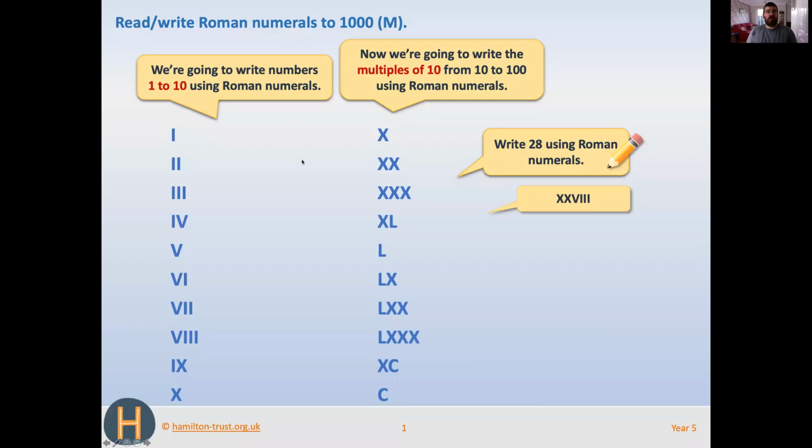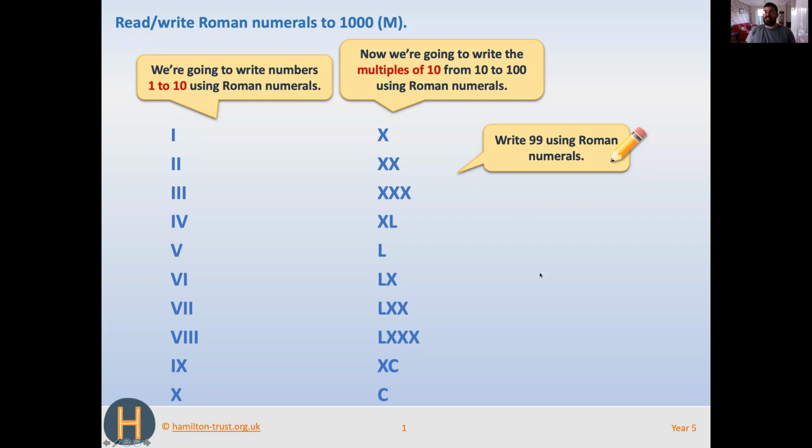How about 41? Can you write that in Roman numerals? Have you got a piece of paper? Have a go. So it's X, L, I, okay? So this is 40, XL is 40, we can see that here, and I. 54, we'll go a bit quicker. LIV, 50, and then IV, 4.